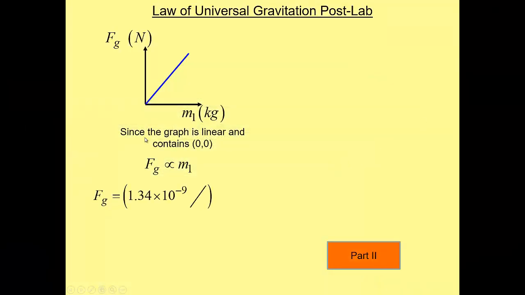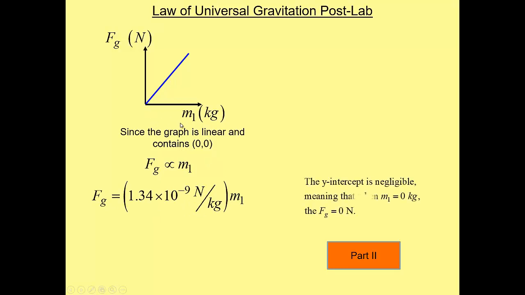So if we drop that in, units of rise over run, so newtons per kilogram. Yes, we can reduce these, but in this lab, I want to leave them this way. The x variable is, of course, mass 1, and the y-intercept is 0, which means when there's no mass 1, there's no force of gravity. I mean, you have to have actual masses to exert forces of gravity.